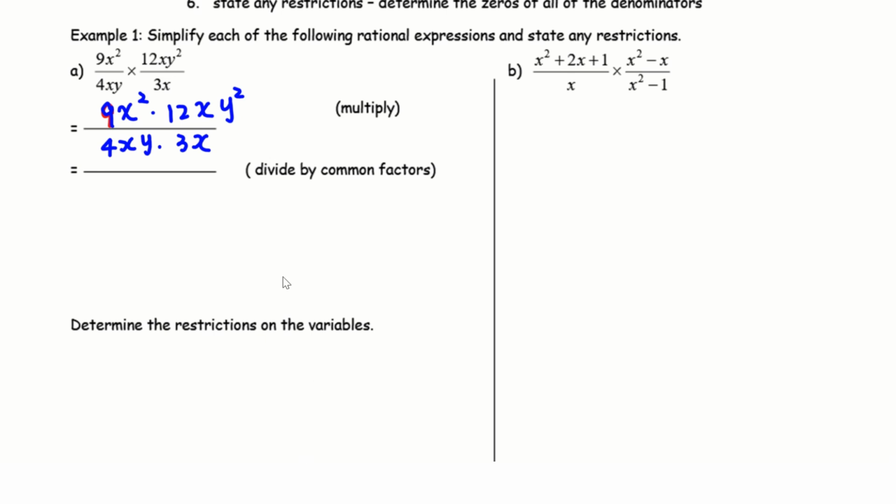So this one, 9 over 3 is 3. 12 over 4, both could be divided by 4, is 3. So x, we cancel x out. Then this one, cancel 1 out is 1. This one we have another x, so we cancel another one out, x to the 1 and 0 is gone. And the y, we could cancel 1 y out, degree minus 1 gives you 1.